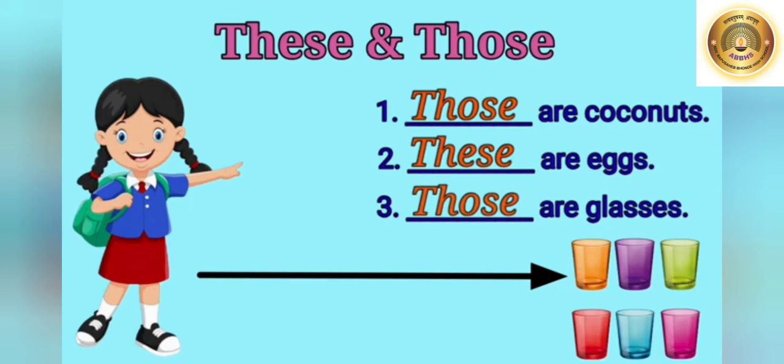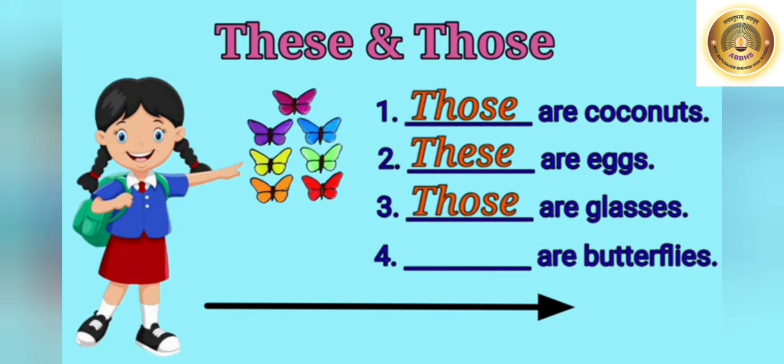Number 4. Dash are butterflies. Children, are the butterflies far from me? No, it's near to me. Right? So, what shall we use now? Very good. These are butterflies.